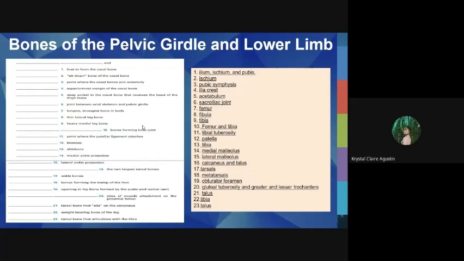And number 20, it is the sites of muscle attachment on the proximal femur. The answer is gluteal tuberosity and greater and lesser trochanters. Number 21, tarsal bone that sits on the calcaneus. So the answer is talus. And number 22, weight-bearing bone of the leg. It is the tibia. And lastly, tarsal bone that articulates with the tibia. And the answer is talus.